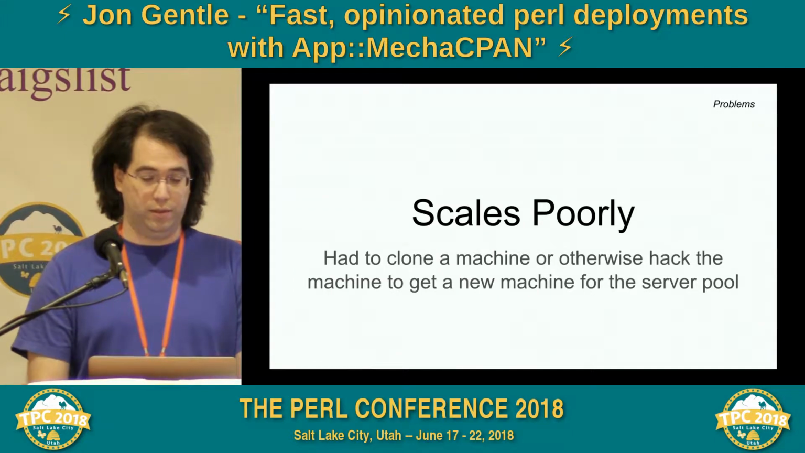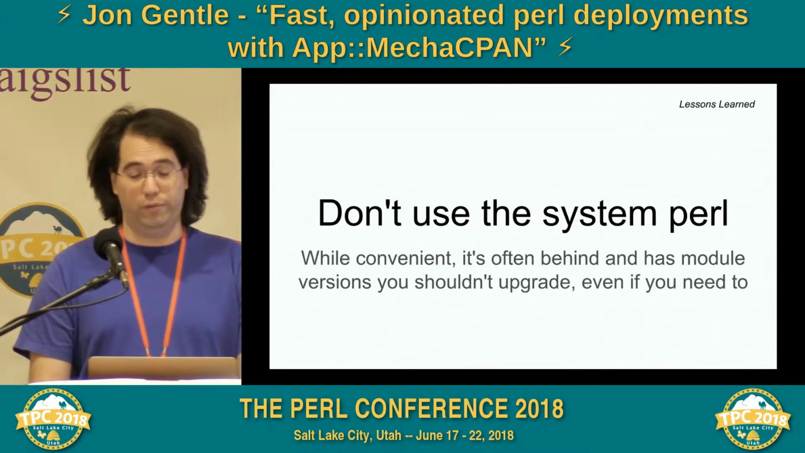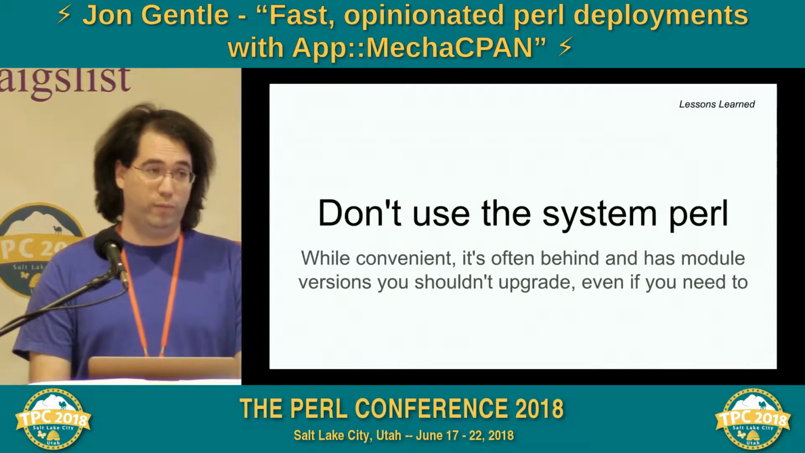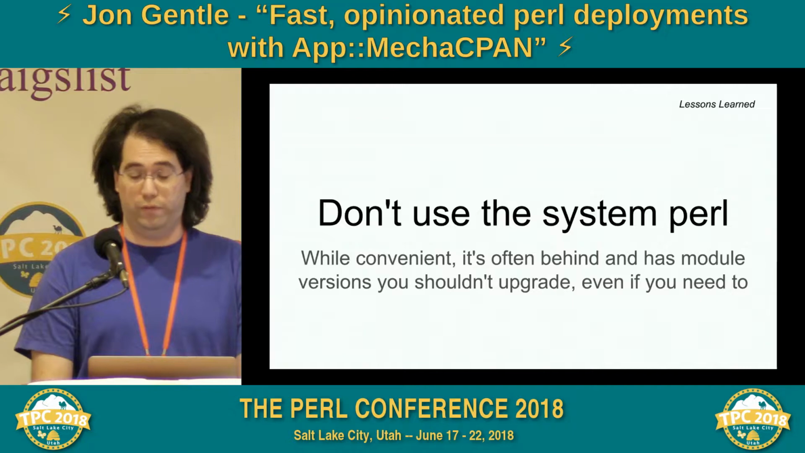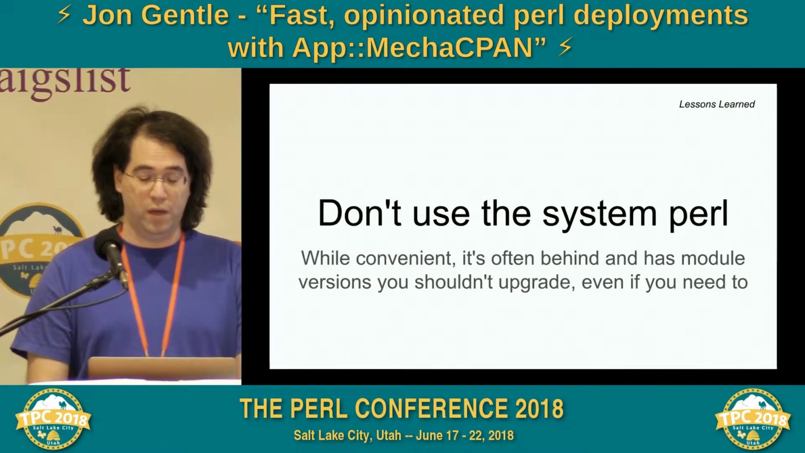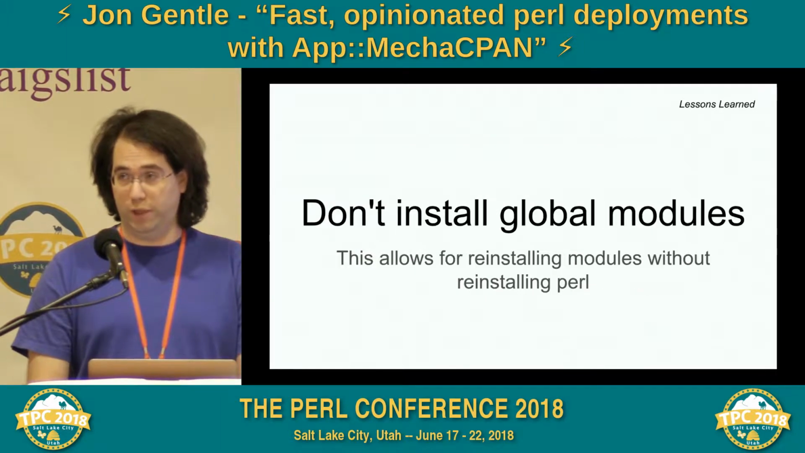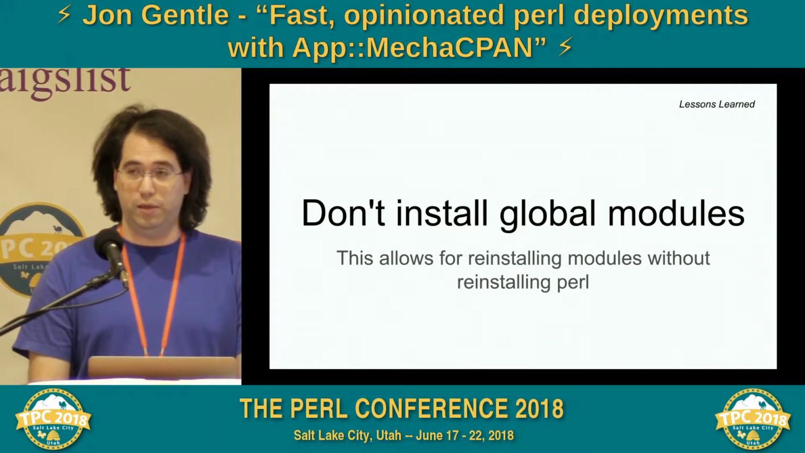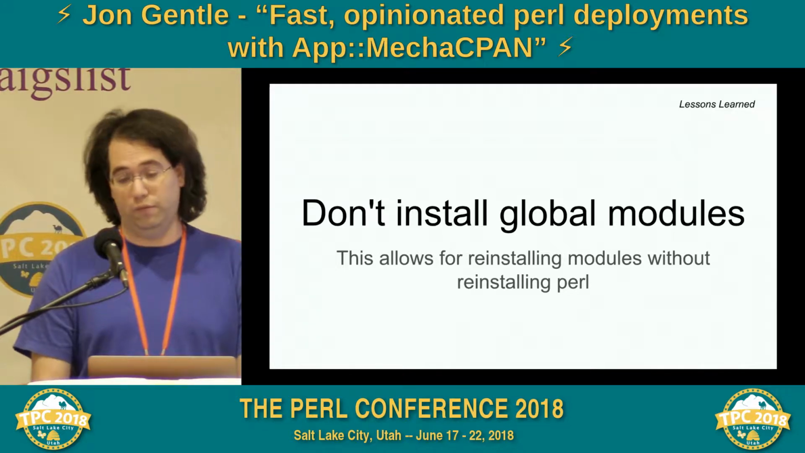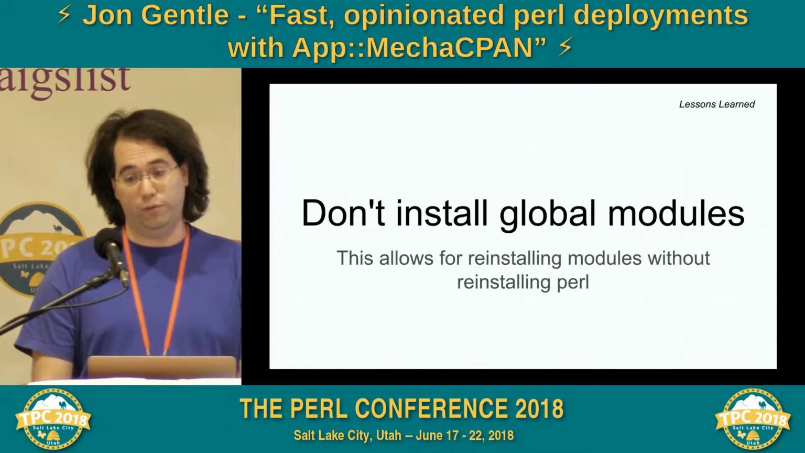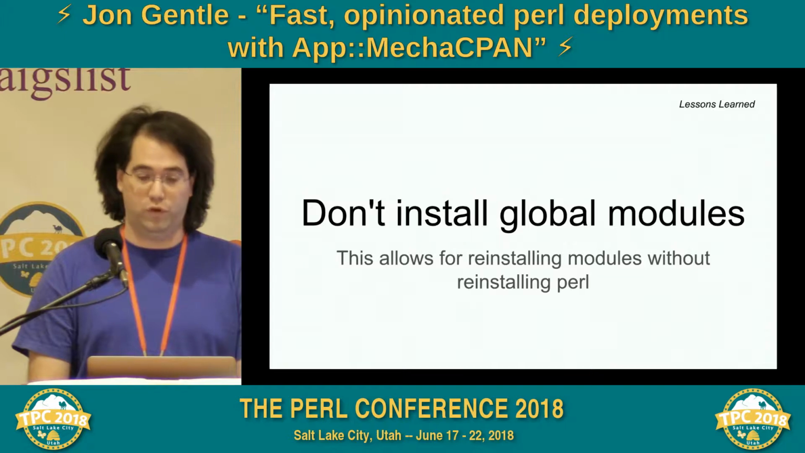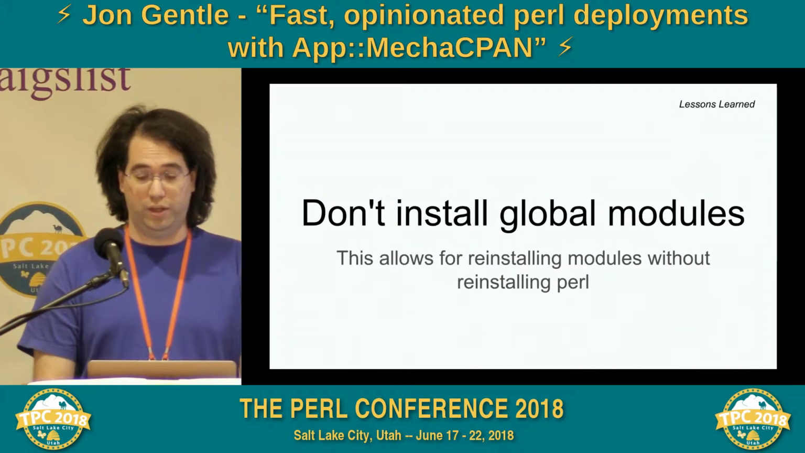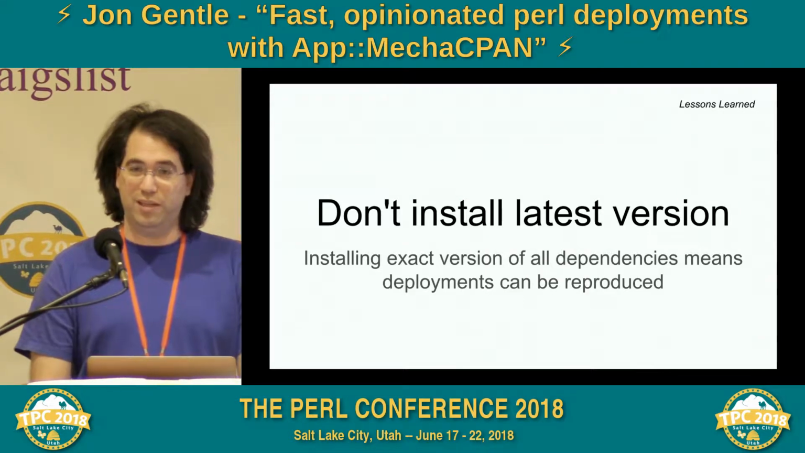So we learned some lessons. Don't use the system Perl, always install your own. The system Perl might be convenient, but being separate from that Perl means you can choose your version instead of just whatever Debian or CentOS happen to be using. We also learned don't install modules globally. That means we disconnected the installation of other modules that we needed from the Perl, which also meant that if we screwed something up, we could trash everything, try again, no harm to the Perl. We also didn't install the latest version because we always wanted to be running consistent versions.